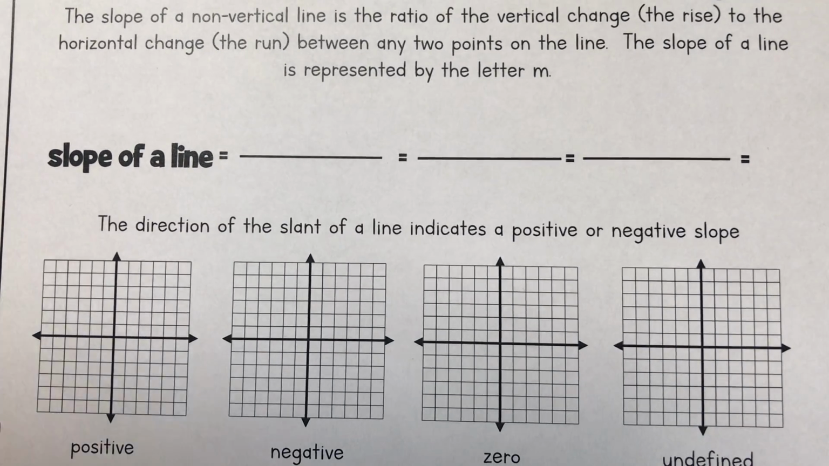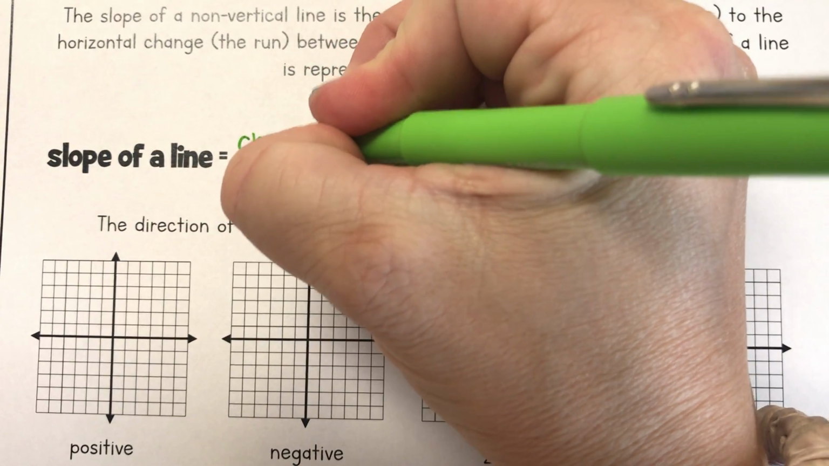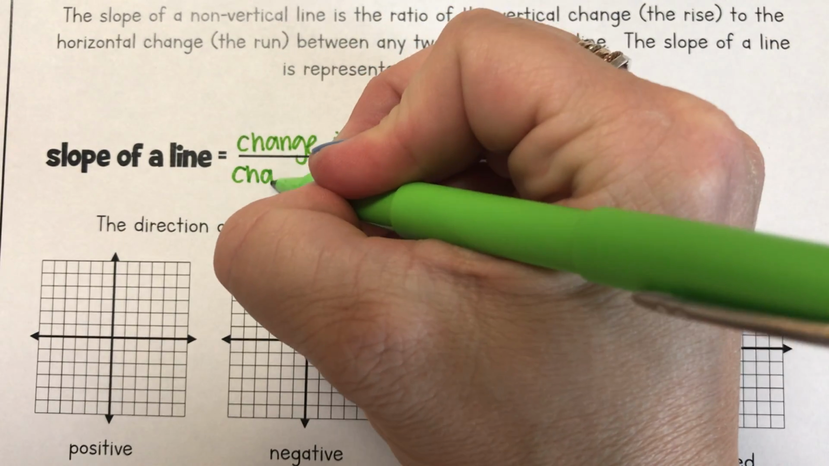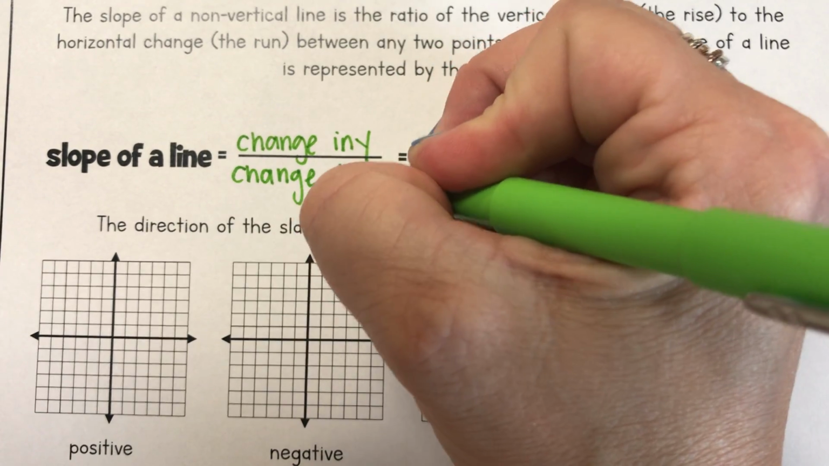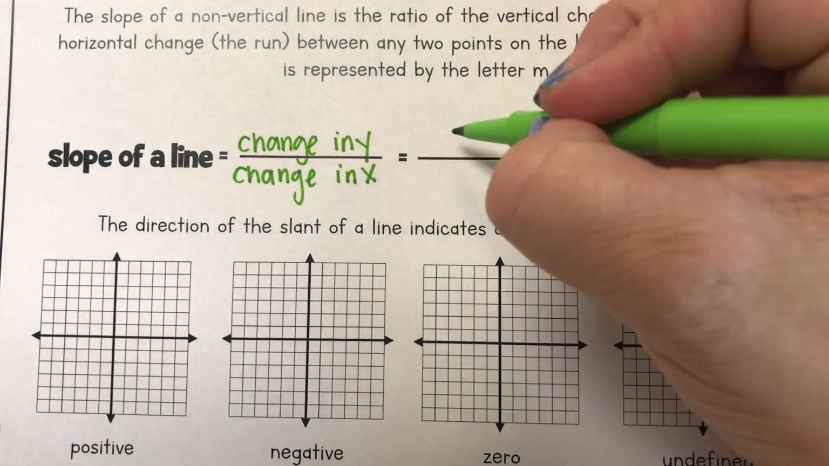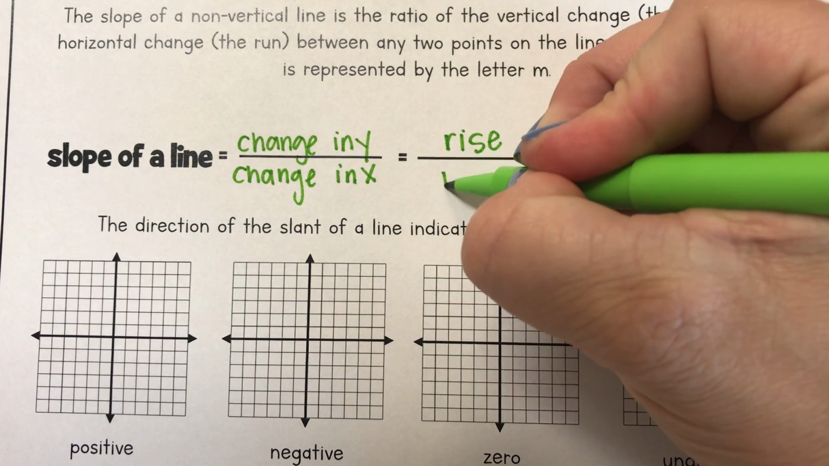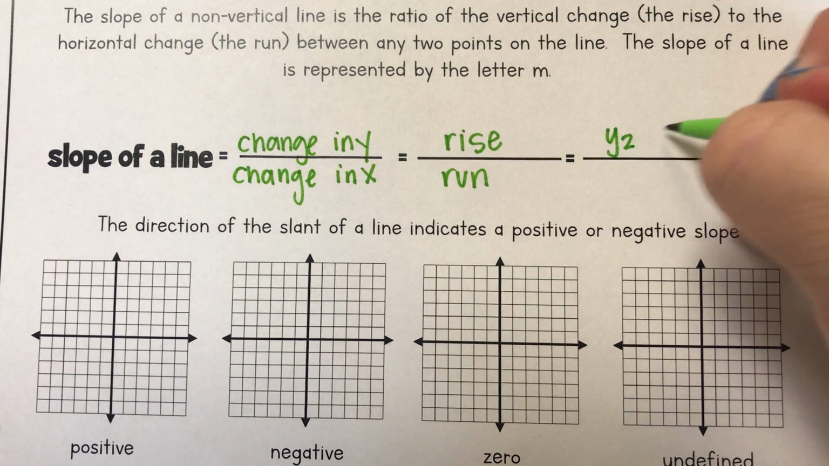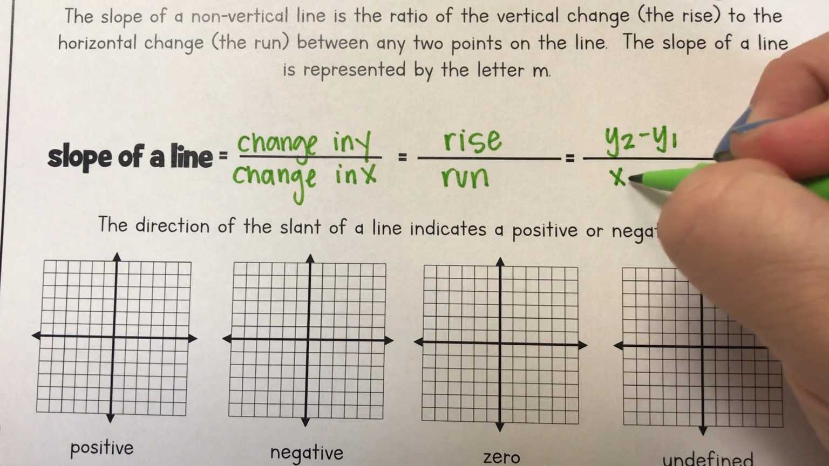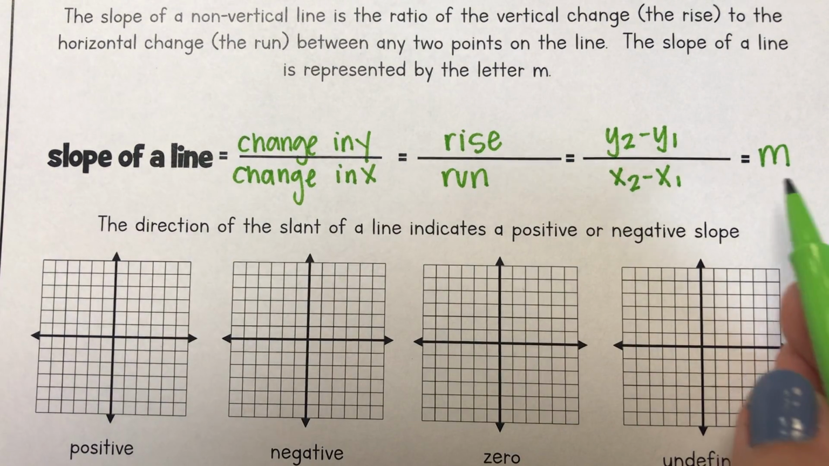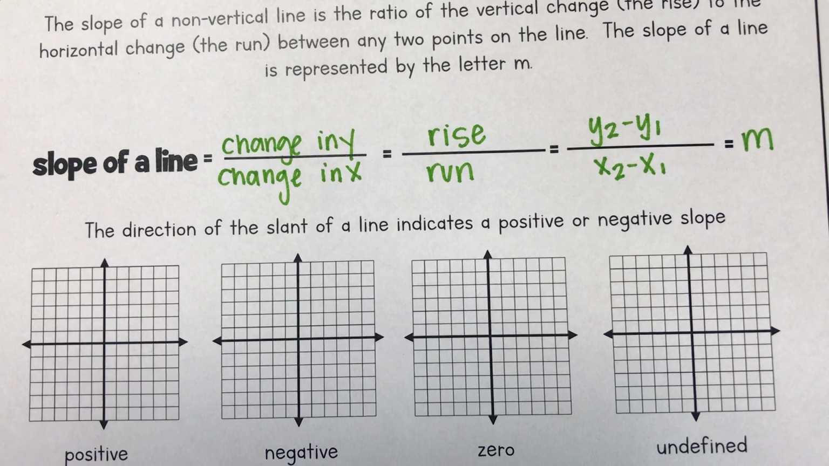So slope of a line is change in y over change in x. Okay, change in y over change in x. Another way of saying that is just the rise over the run. Mathematically, we display that or write that as y2 minus y1 over x2 minus x1. And then in an equation, we use the letter m to denote the slope.